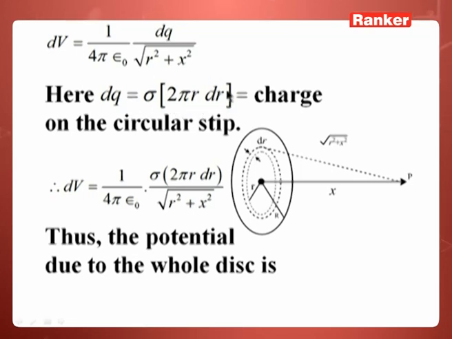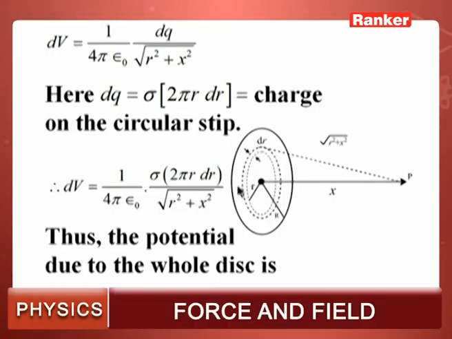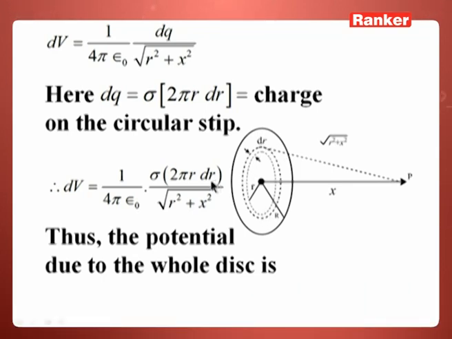Let us substitute this in place of dq. Then what would be the value of dV? dV is equal to 1 by 4 pi epsilon naught sigma into 2 pi r dr whole divided by root over r square plus x square. This is the basic equation for dV when we consider surface charge density as sigma and 2 pi r dr as the area of this circular strip.